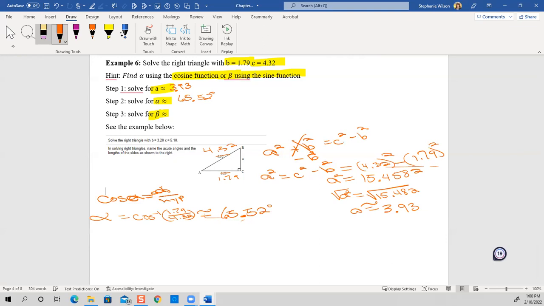Well, what I can do is notice that this is a right triangle, and I know that if I add alpha plus beta, it has to equal the 90-degree angle. Since I know what alpha is, I could just solve for beta by subtracting alpha from 90 degrees. So let's say 90 minus 65.52 gives me 24.48 degrees.